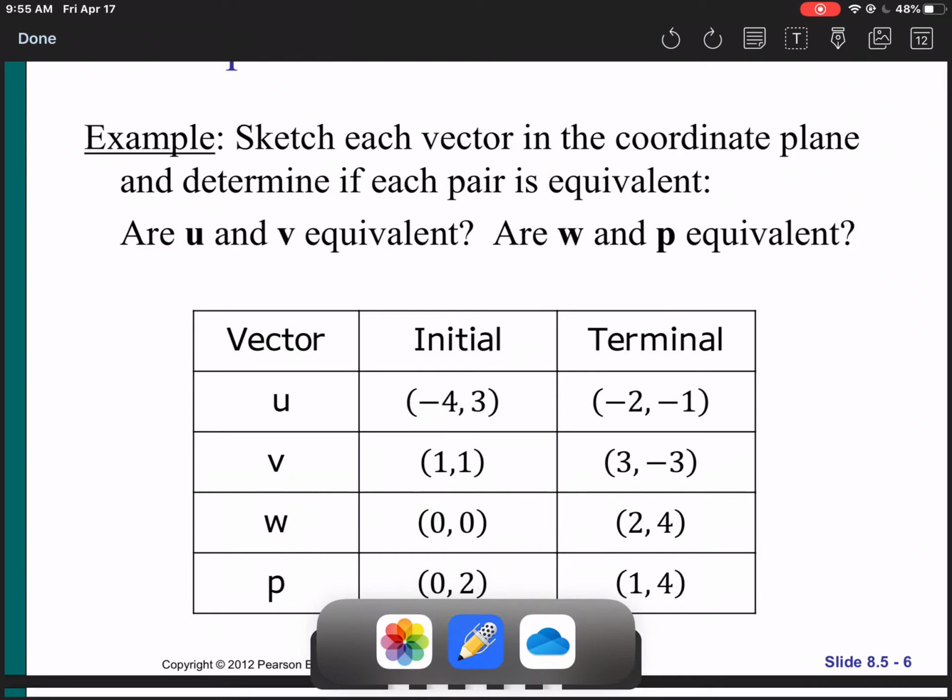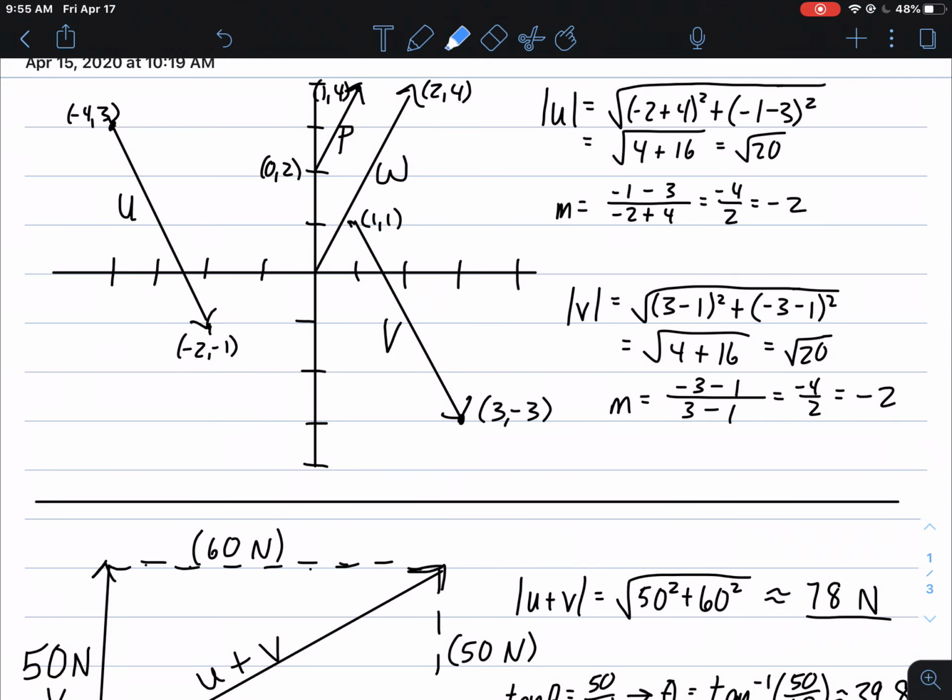And so drawing the vectors in the coordinate plane is nothing more than plotting those points. Here's vector u, initial point, terminal point. Here's vector v, initial point, and terminal point. And then we draw the line segment, and then we place the arrow on the terminal point to show the direction of the vector. And so there are two components to our vector, its magnitude and its direction.